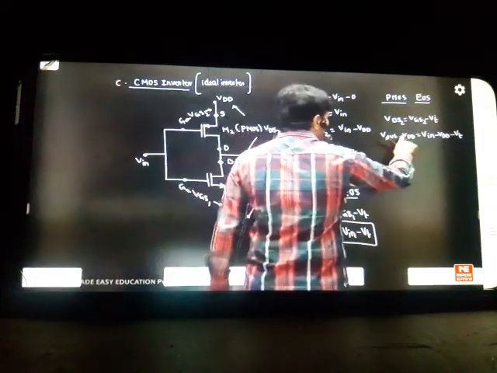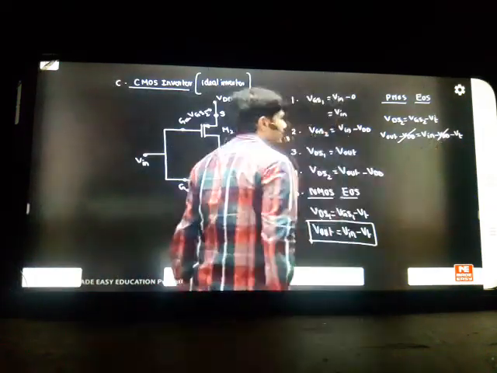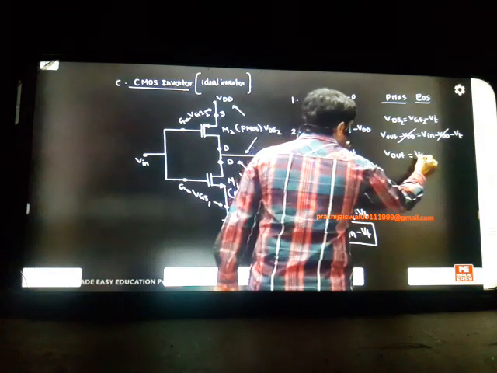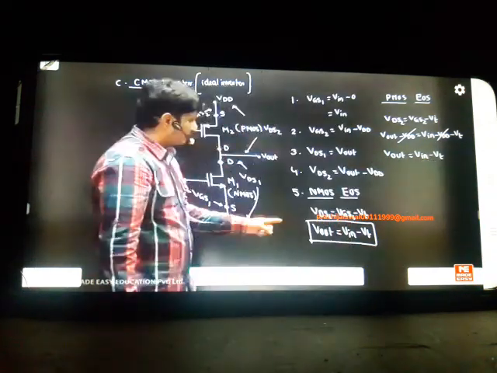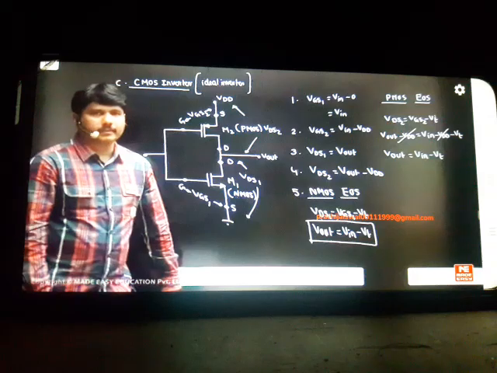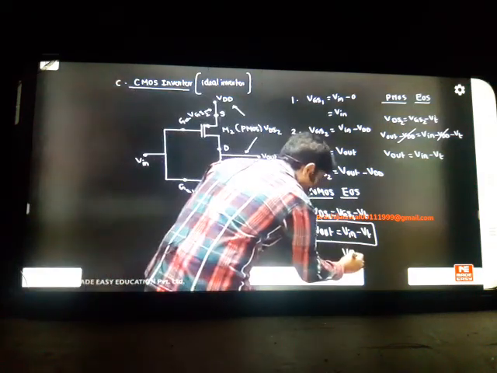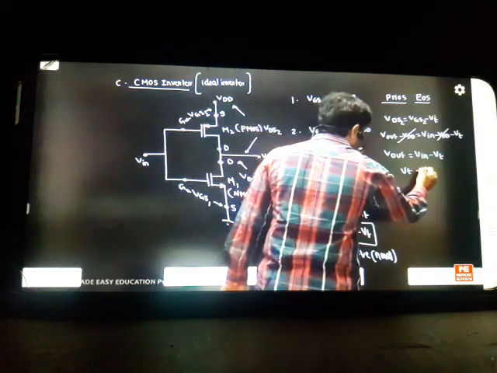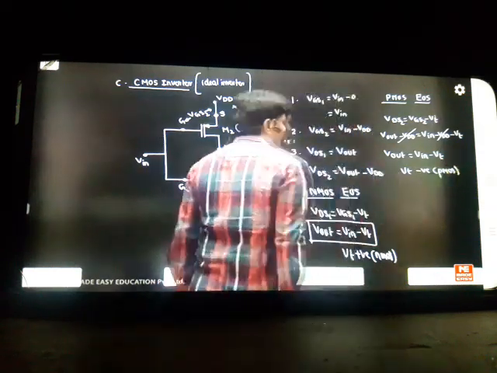So you can write here V out minus VDD minus VDD. This minus VDD will be cancelled, and the output will become VIN minus VT. We are getting the same answer if you see this relation and that relation. But there is one difference in the class: here the threshold voltage will be positive for NMOS, but here my threshold voltage will be negative for PMOS. These are the things we have learned in the classes.